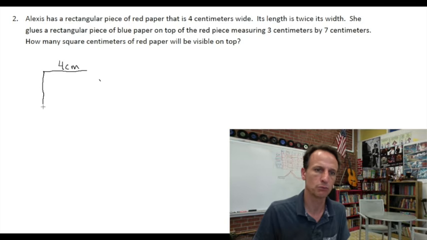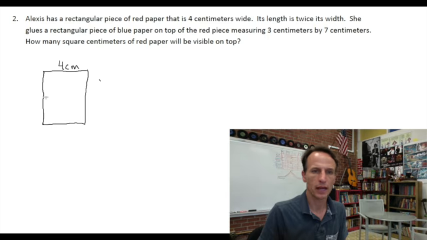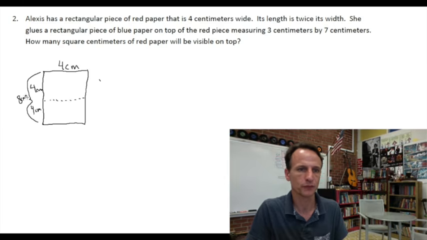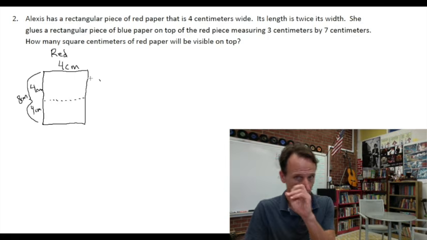Okay, and we'll make it an actual rectangle. And I want to show that I doubled it here. That's 4 centimeters. And 4 centimeters. So what is the length while we're here? Let's just take care of that. Yeah, that's right. 8 centimeters, no problem. Okay, so this is the red paper, and I'm just going to make a little notation here that we're talking about the red paper there.